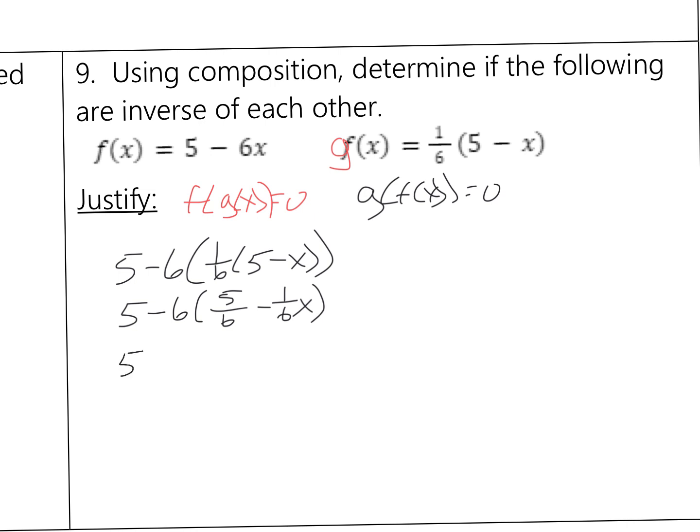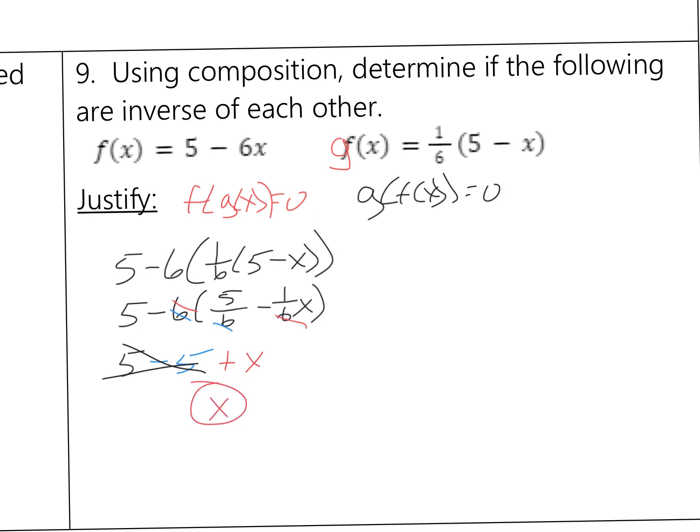So we would have 5, and then minus 6 times 5/6. Well, the 6's would cancel each other here, but you would have a minus 5, so minus 5, okay? And then when you do minus 6 times negative 1/6, the 6's also cancel each other out, but you have a negative times a negative, which becomes positive, and all you're left with is that x, so it would be plus x, okay? And you can see already that the 5 minus 5 would just be 0, and we are left with x. So this side equals x, okay?